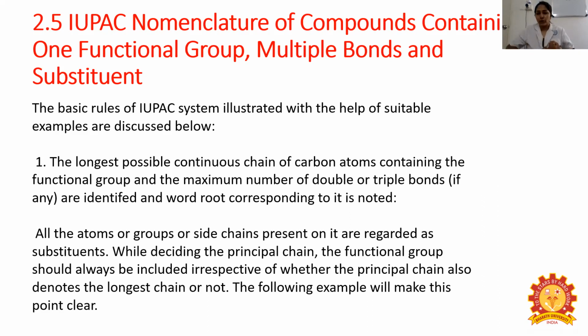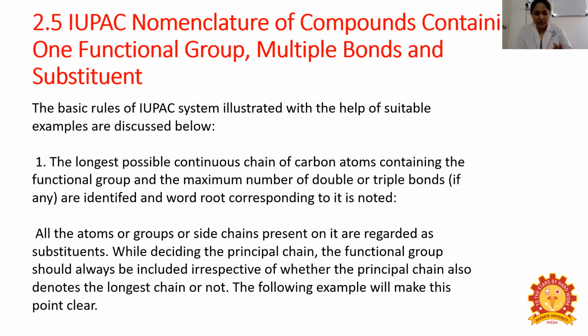So the basic rules for the IUPAC system: the first rule is that the longest possible continuous chain of carbon atoms containing the functional group and the maximum number of double and triple bonds is identified, and the word root corresponding to it is noted. Second, all the atoms, groups, and side chains are recorded as substituents.